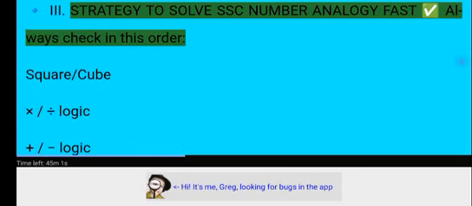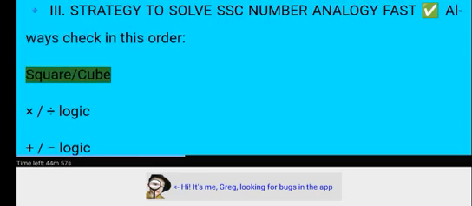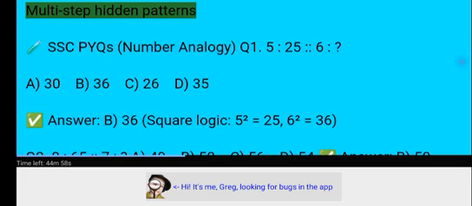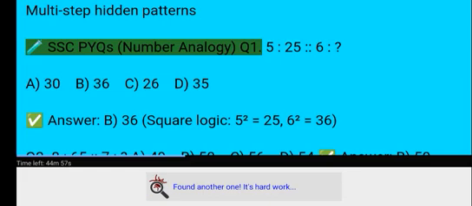Strategy to solve SSC number analogy fast. Always check in this order: square, cube; times, divided by logic; plus, minus logic; reversal, mirror; digit sum, product; prime number logic; multi-step hidden patterns.